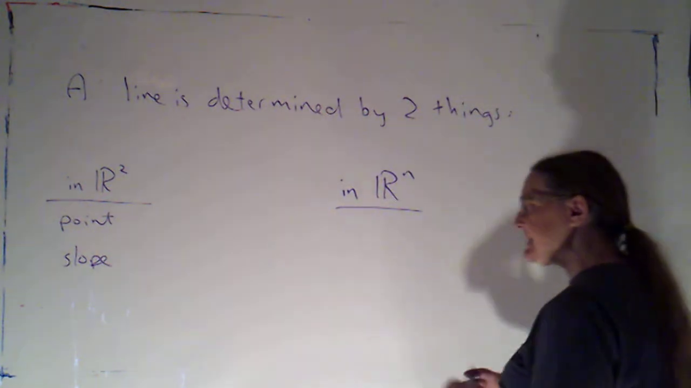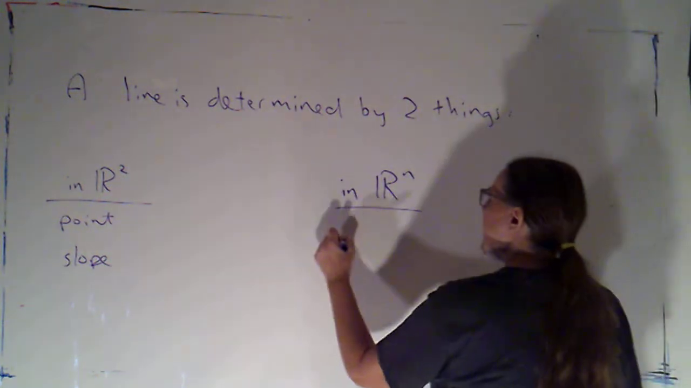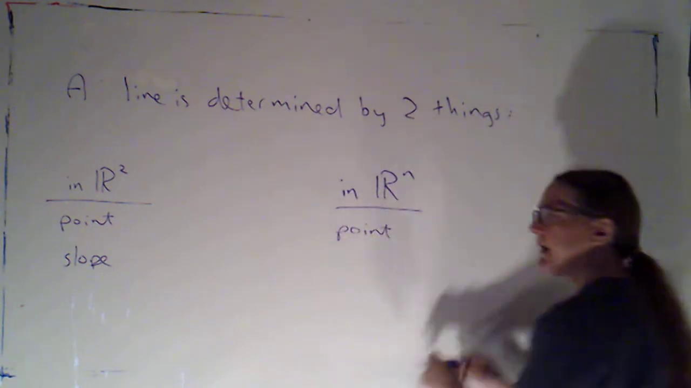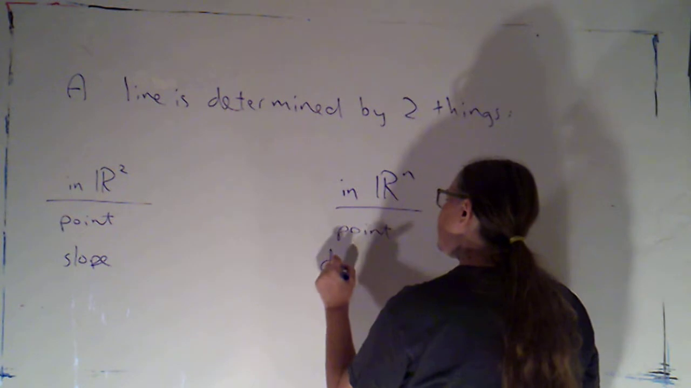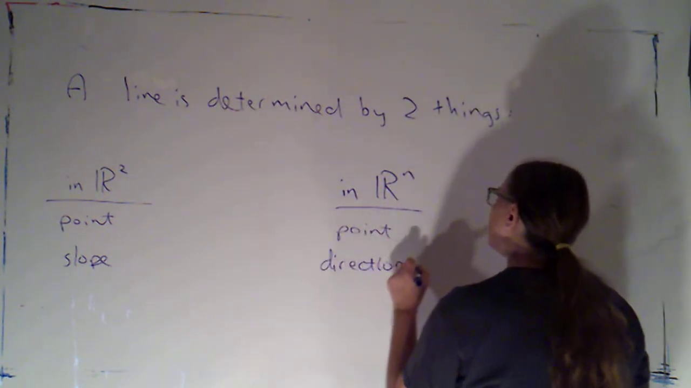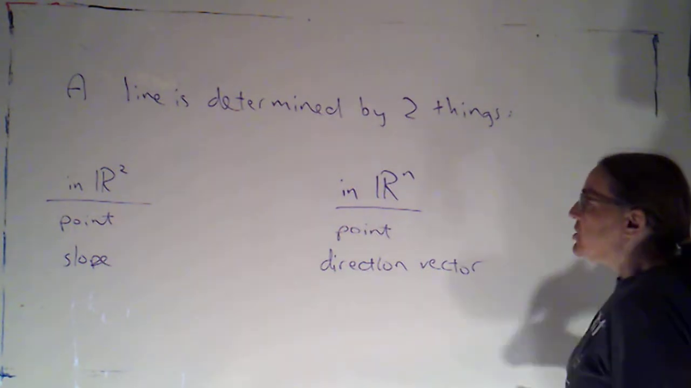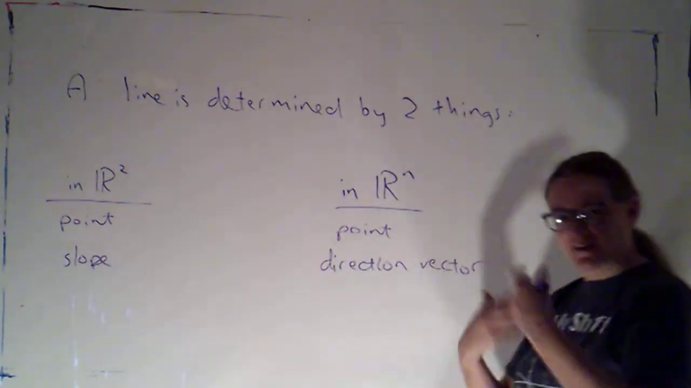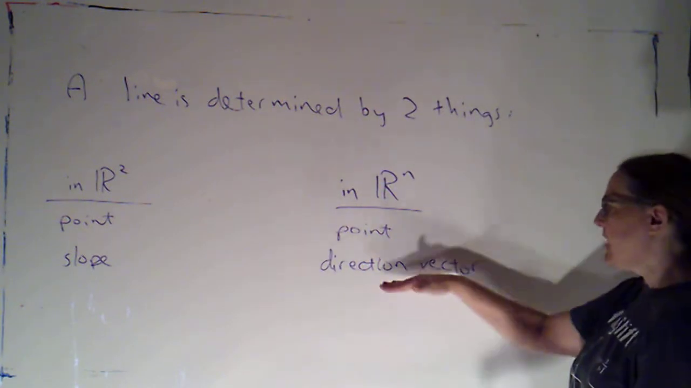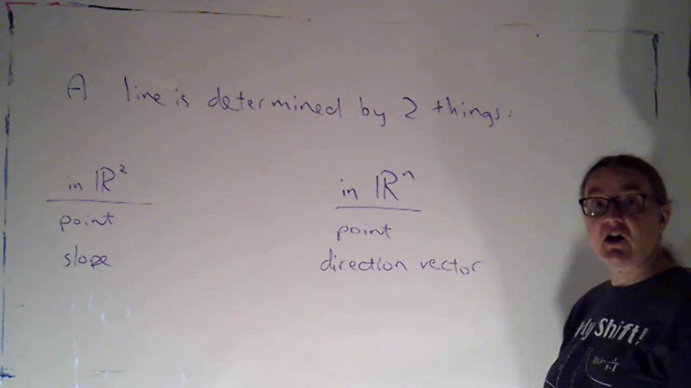So in n space, and again, n could be 2, but it could also be 3, I'm going to need a point. Again, that's going to tell me where to put the line, and I'm going to need to indicate a direction with what I call a direction vector. Okay. So we're going to replace a numeric slope, which gives us the direction of a line in 2 space, with the notion of a vector that gives us the direction of our line.